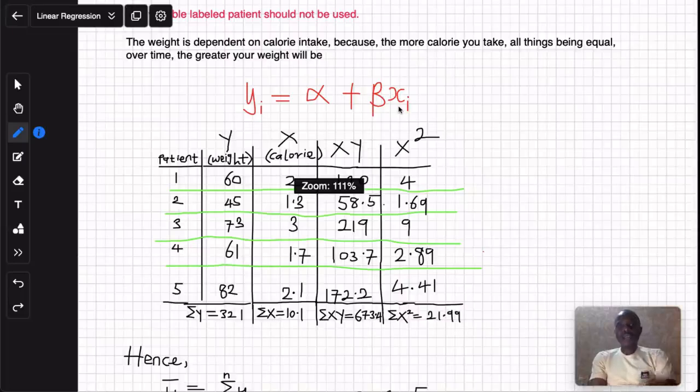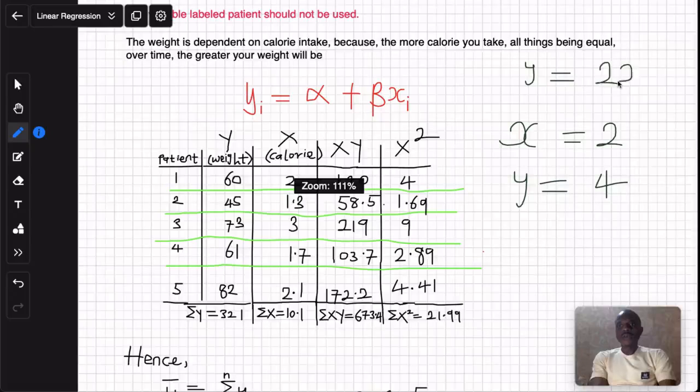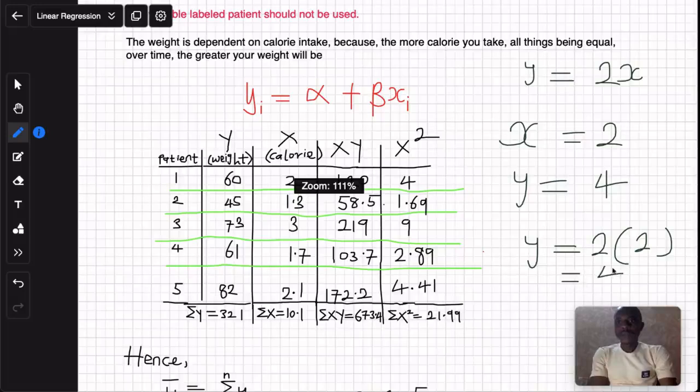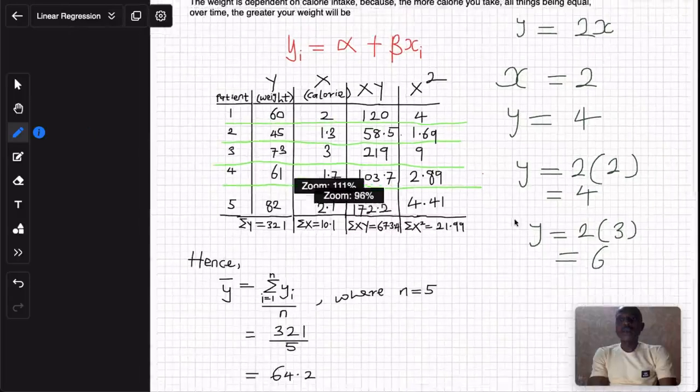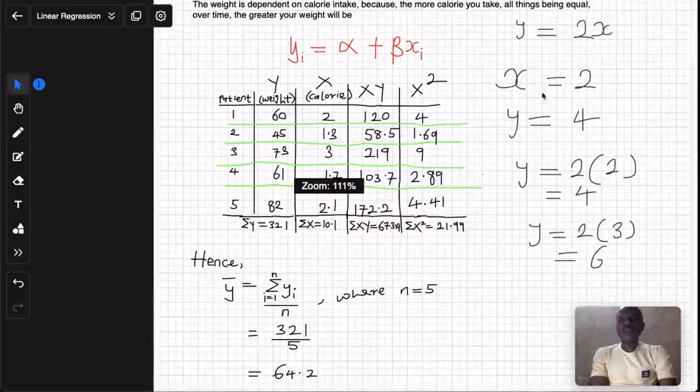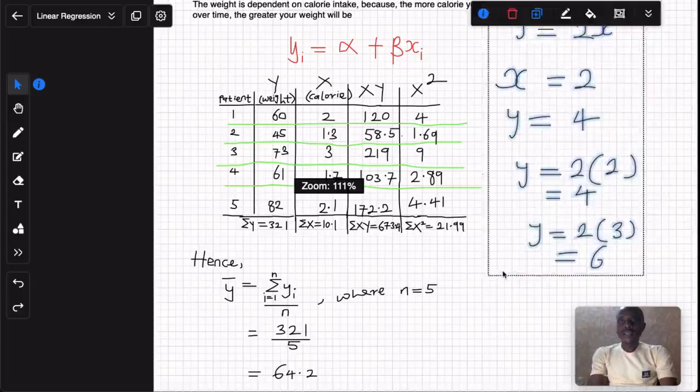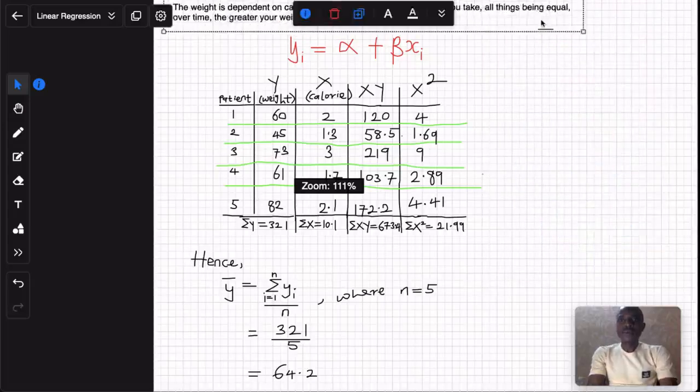So if x is 2 and y is 4, then you may say y is equal to 2x, so when x is 2, then y is 4. If x changes to 3, for instance, y will become 6. So you see that y is dependent on x. You need to think about that at any point in time: which one of them affects the other. All right, so that will be the end of this lesson.